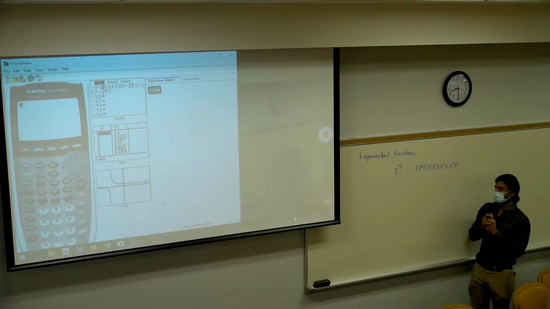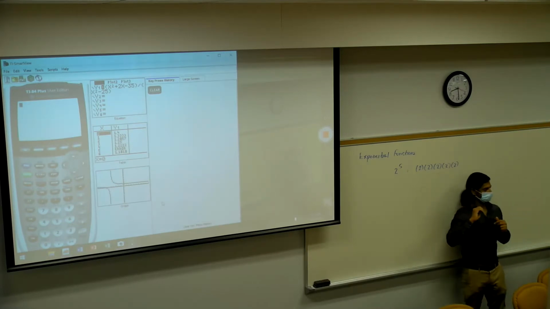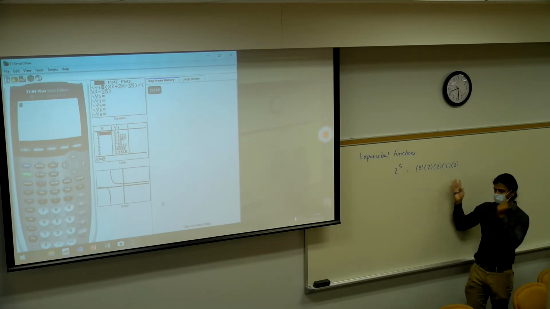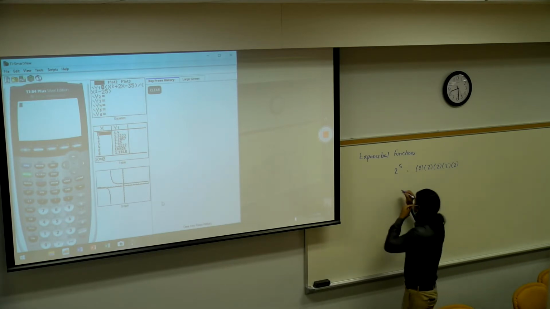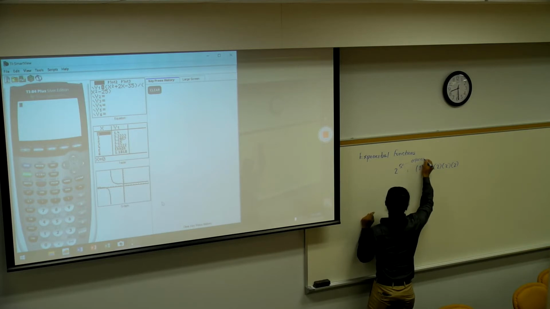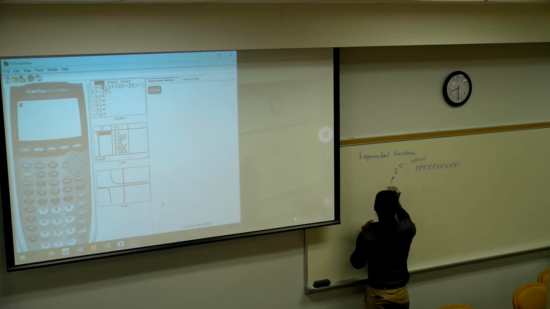Correct? And do we really want to write it that way? No. Because if that number gets larger, then this would be a problem. So, in general, that's the exponent, and that is what we call the base.